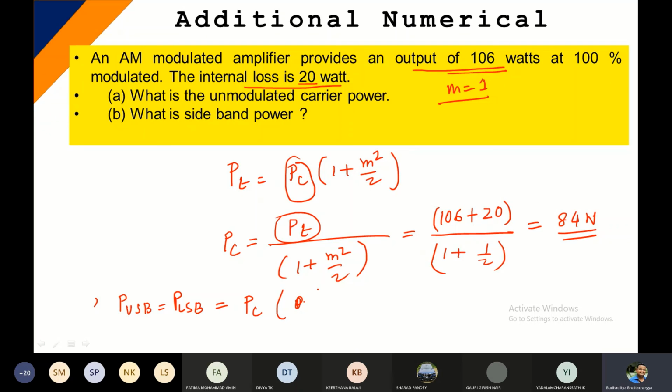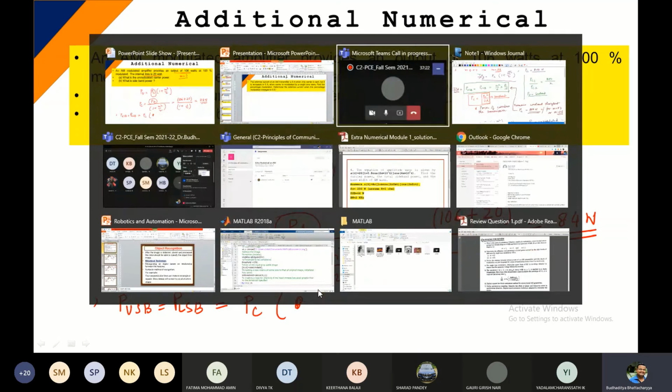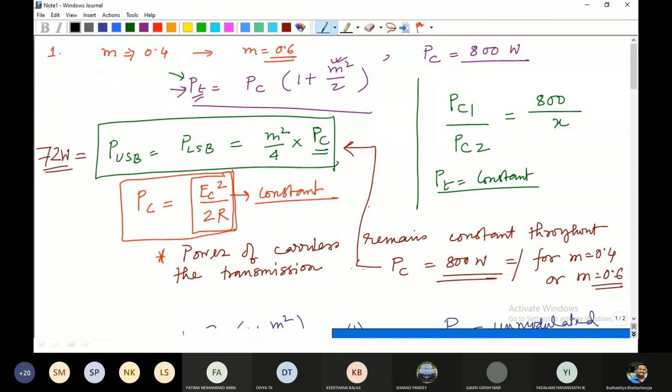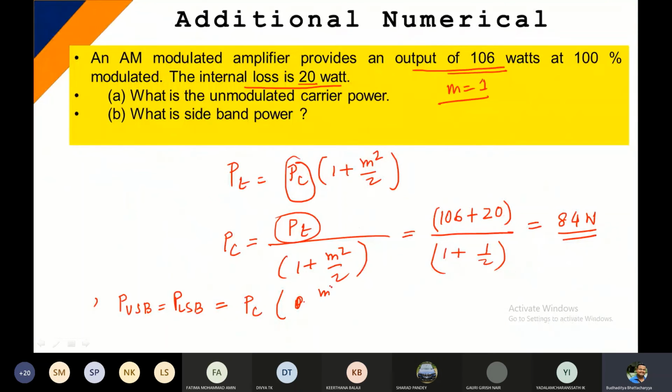Sideband power, I think we have discussed right now, right? Sideband power is n square by 4 into PT. So we can substitute over here, n square by 4 into PT. All the details are provided to us. We can substitute and we can get the desired answer. Okay, so this is another different way of approaching.